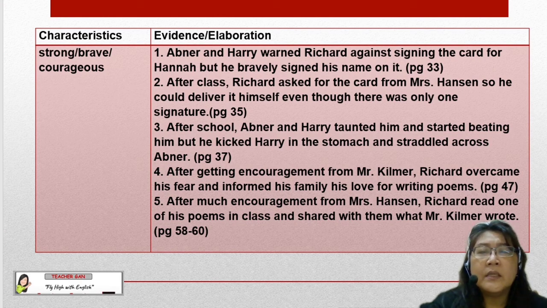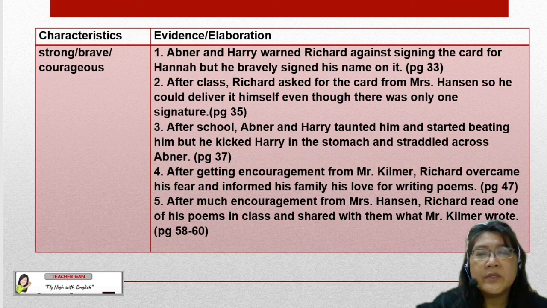Evidence: 1. Abner and Harry warned Richard against signing the card for Hannah, but he bravely signed his name on it. 2. After class, Richard asked for the card from Mrs. Hansen so he could deliver it himself even though there was only one signature. 3. After school, Abner and Harry taunted him and started beating him, but he kicked Harry in the stomach and straddled across Abner.